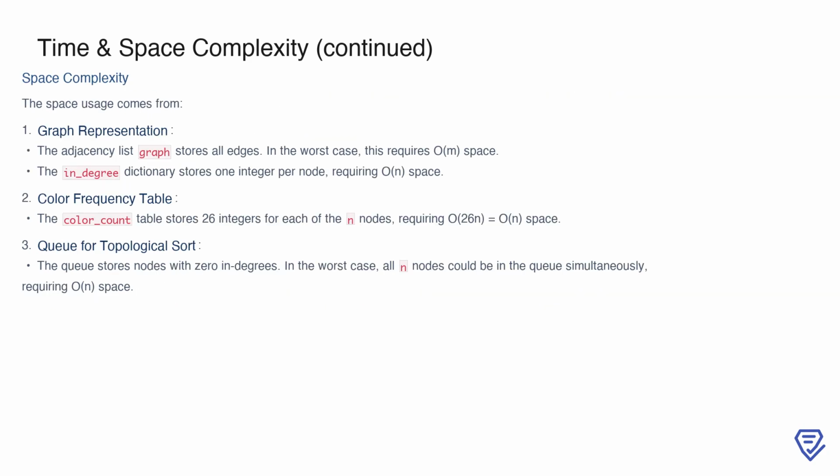For space complexity, the first consideration is the graph representation. The adjacency list, which stores all edges, requires O(m) space in the worst case. Additionally, the in-degree dictionary, which holds one integer per node, uses O(n) space. The second major contributor is the color frequency table, which contains 26 integers for each of the n nodes. This results in a space usage of O(26n), which simplifies to O(n). Finally, we account for the queue used in the topological sort. In the worst case, all n nodes could be in the queue simultaneously, requiring O(n) space. These are the main components of space usage in the algorithm.